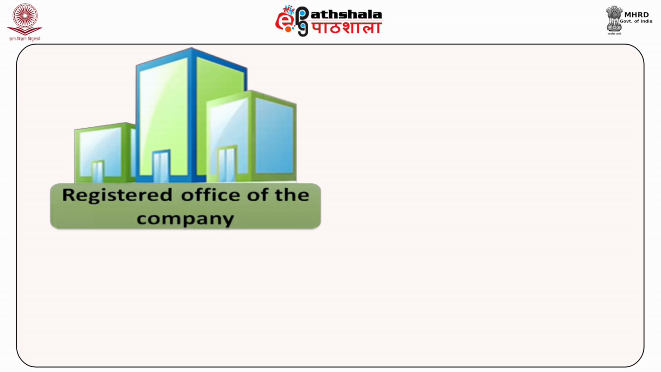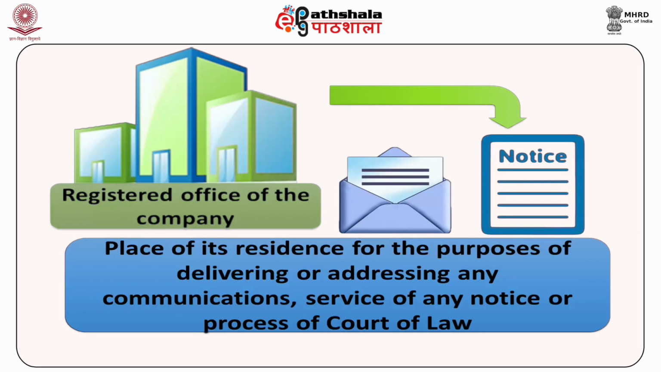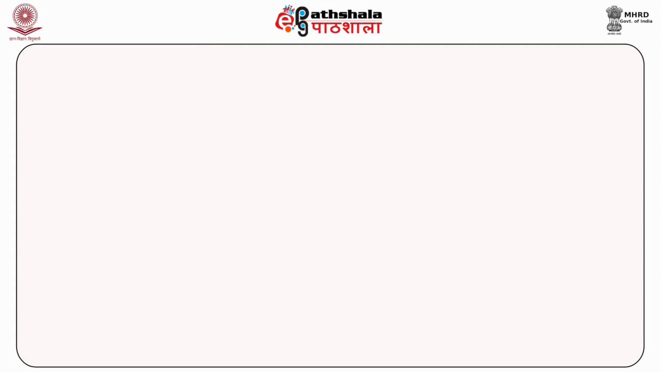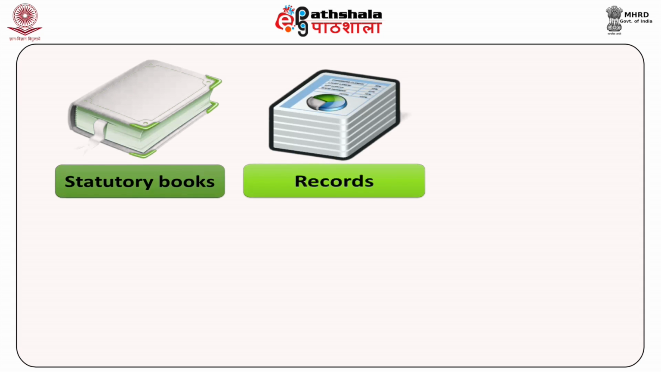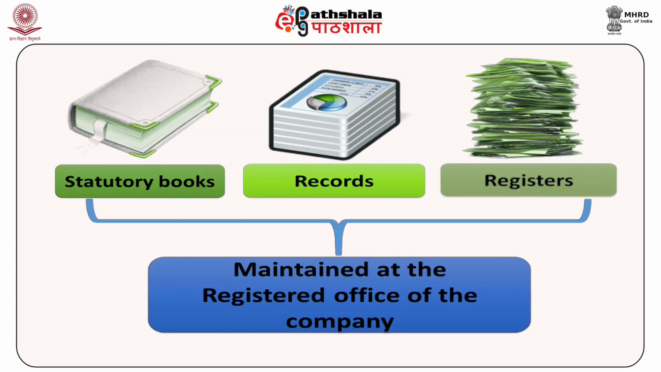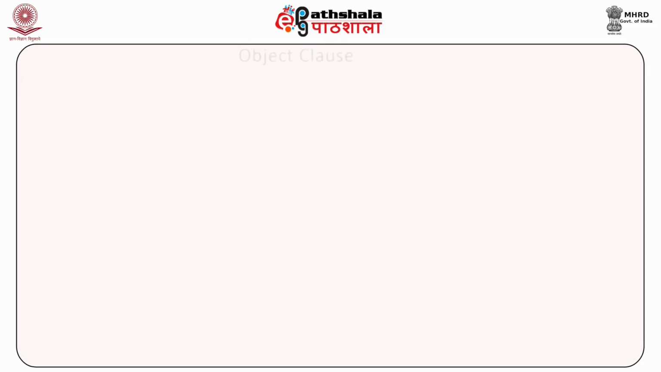Registered office of a company is the place of its residence for the purpose of delivering or addressing any communication, service of any notice, or process of court of law, and for determining the question of jurisdiction in any legal action against the company. It is the place where all statutory books, records, and registers of the company shall be maintained. We shall now study about the object clause.